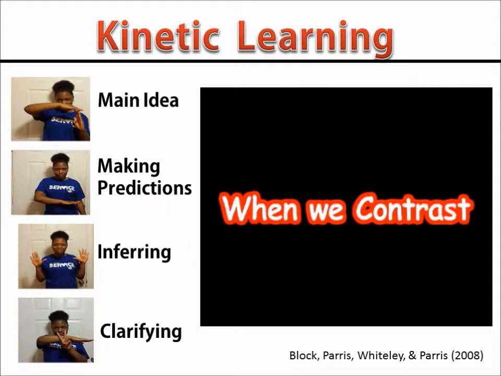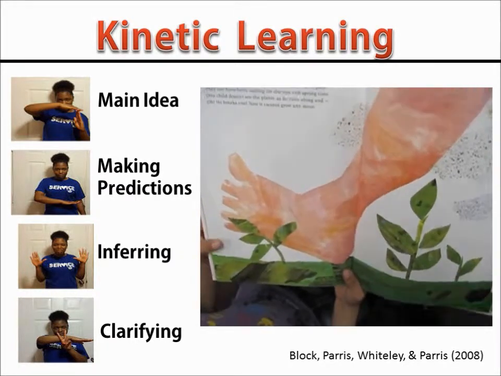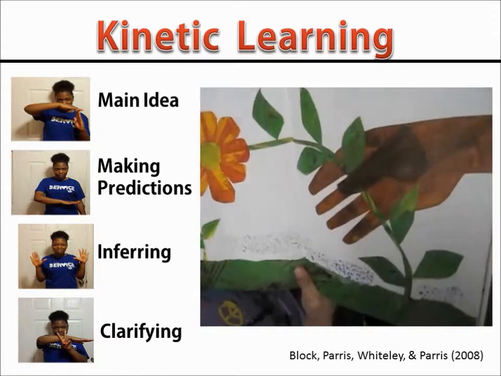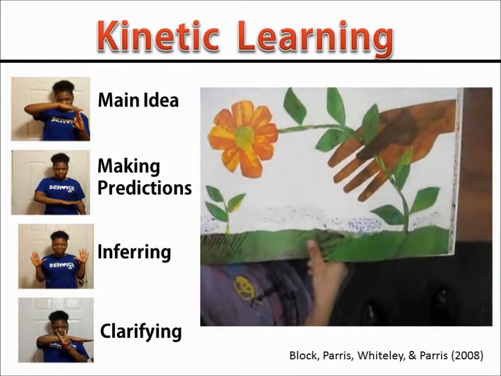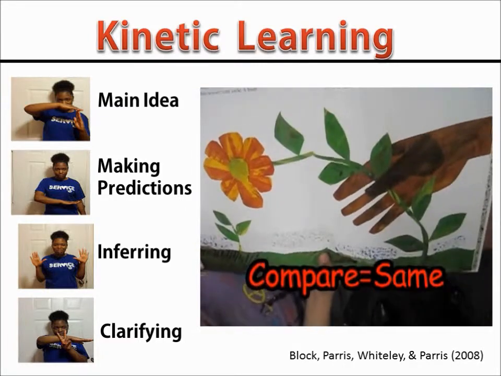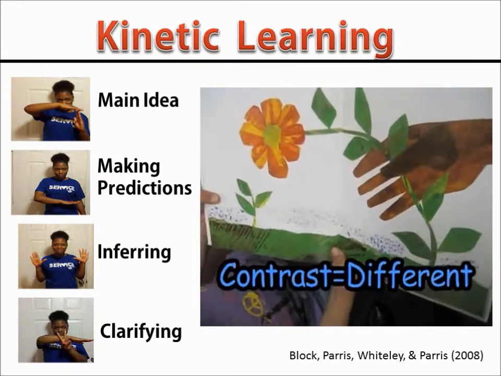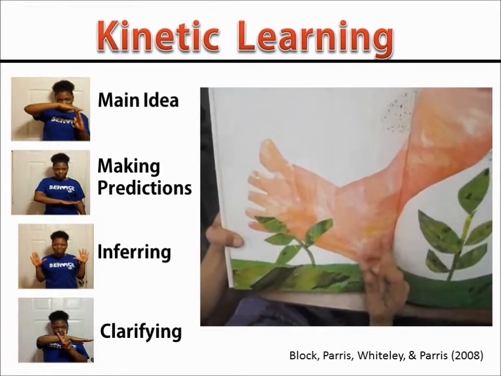When we contrast, we find what is different. This body part is the foot, and you could tell by the toes. This body part is a hand. You can tell by the fingers. So, if I compare these parts, they're both parts of the body. But if I contrast them, this one is a hand, and this one is a foot.